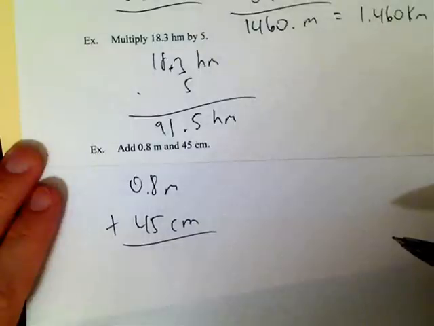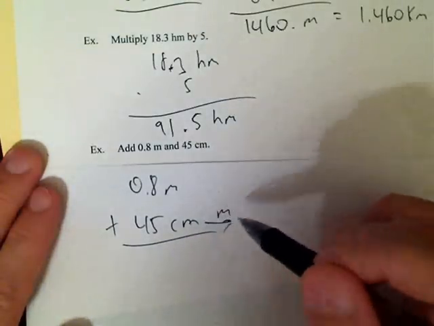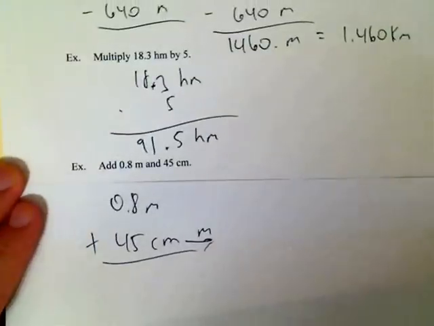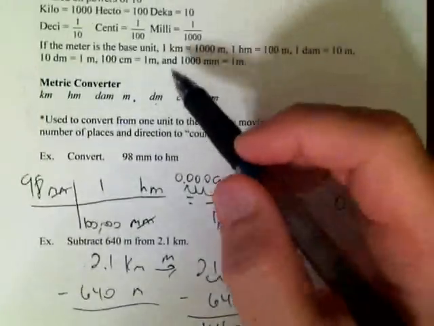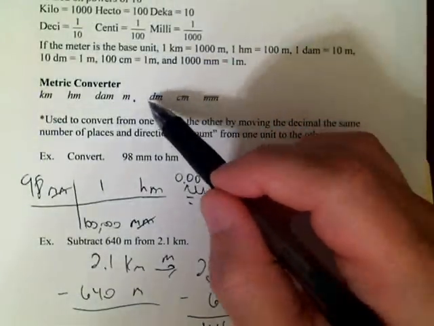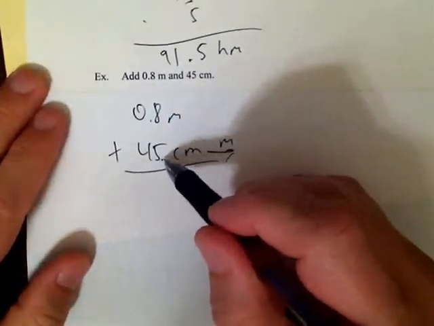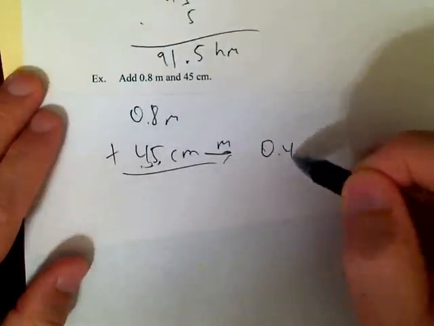So this time we're going to convert centimeters to meters. And once again, from centimeters to meters, if you look at the metric converter, or metric slider as some people call it, here's centimeters. We want to go to meters. That's 1, 2 places to the left. There's a decimal. We go 1, 2 places to the left, which makes it 0.45 meters.